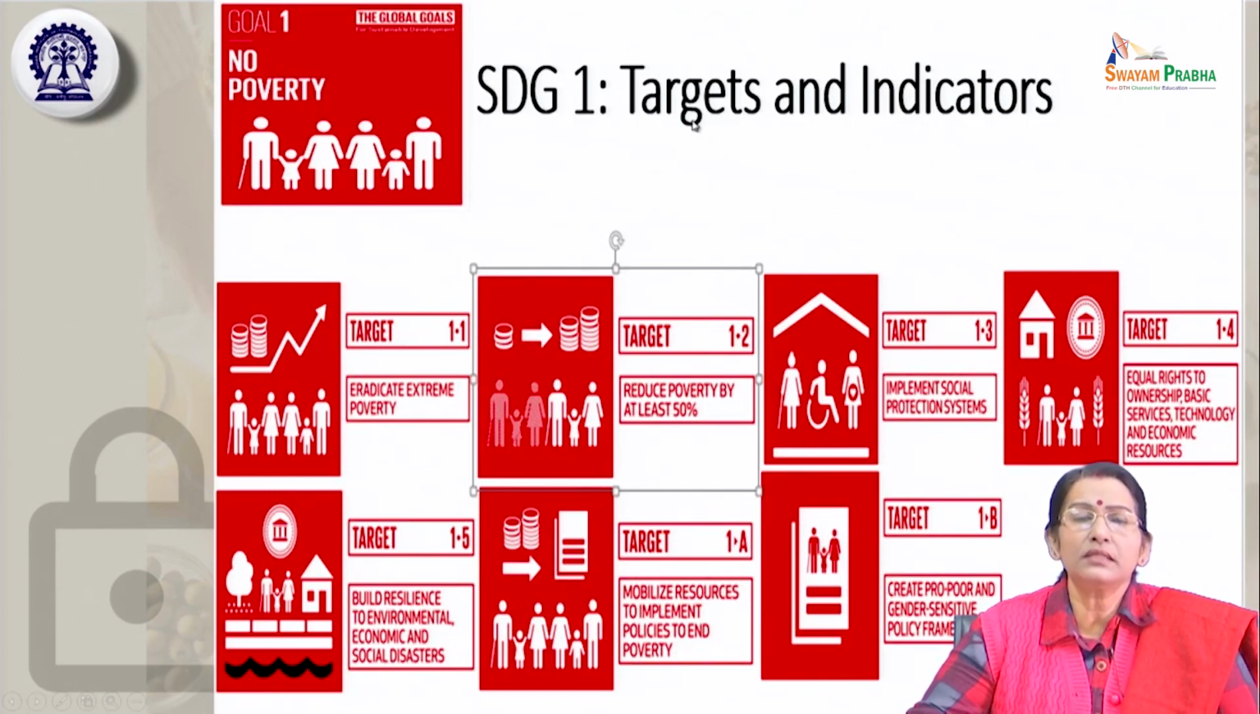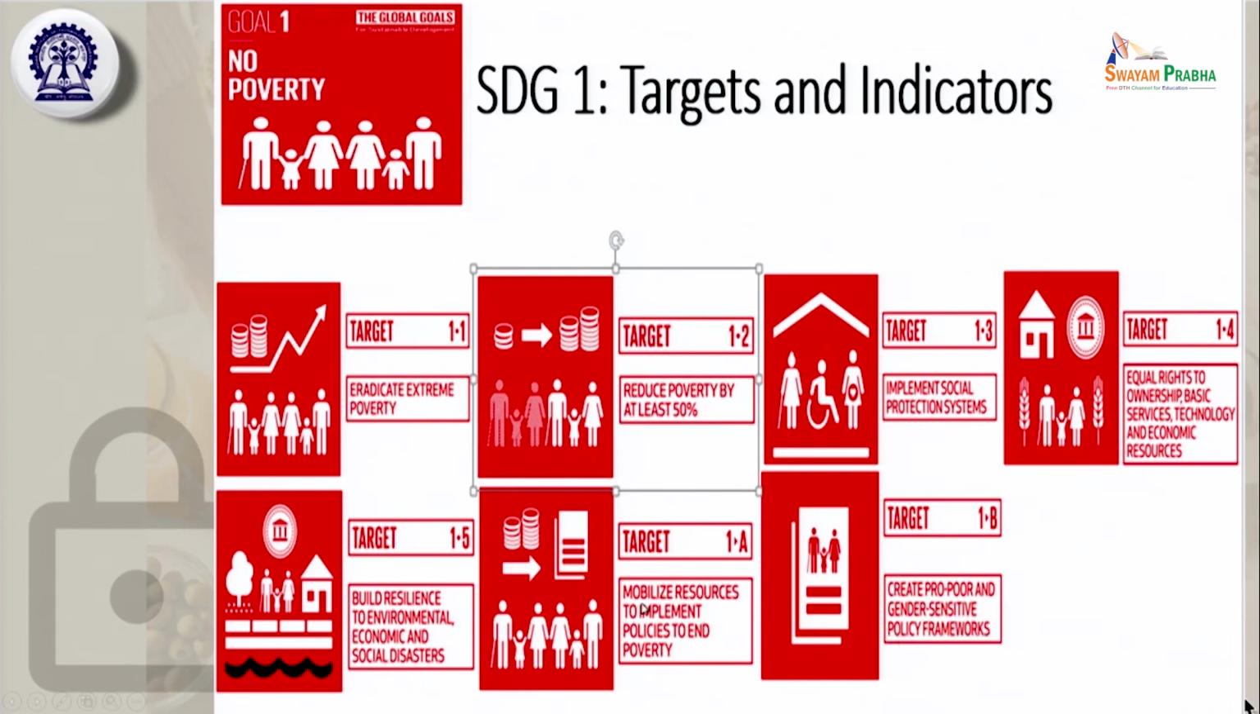And under SDG 1, that is removing poverty, no poverty, or removing poverty in all forms, it has its targets. Some of the targets under this SDG 1 are like eradicate extreme poverty. Then 1.2 is to reduce poverty at least by 50%. Then implement social protection systems, that is in terms of policy, and equal rights to ownership of basic services and technology. Then create pro-poor, gender sensitive policy. Then mobilize different resources. So these are some of the targets that come under SDG 1.